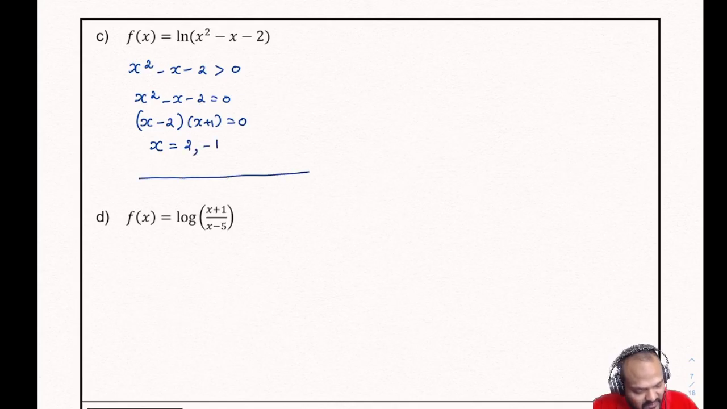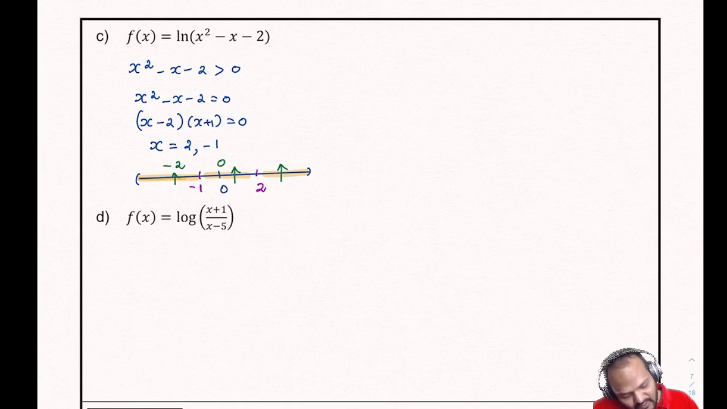And if you remember, we divide the entire real line into a number of parts based on these values. This is negative 1 and this is positive 2, and then we pull out a test number in each of these intervals. So we have one interval here, one interval here, and another interval there. If I plug in negative 2, 0 and 3, that's going to tell me where it's going to be negative or positive.